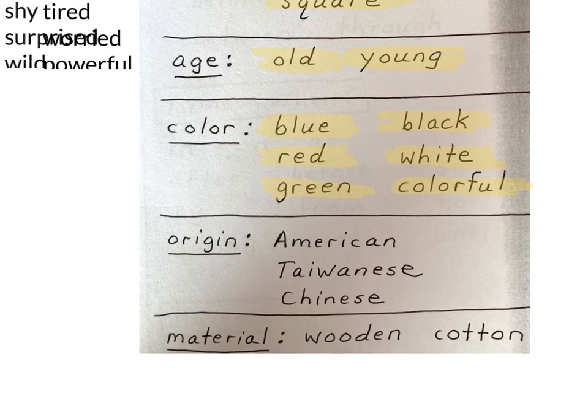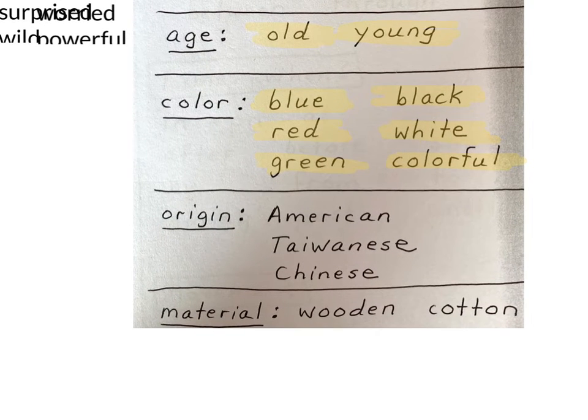We can also look at where something is from. We can say Miss Camp is American. We can say the student is Taiwanese. We can also talk about what something is made of. We can say the chair is wooden. The shirt is cotton.